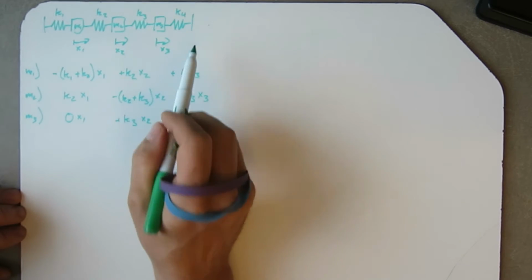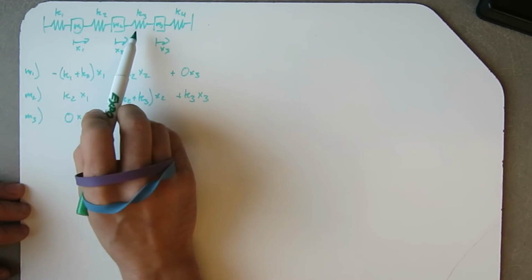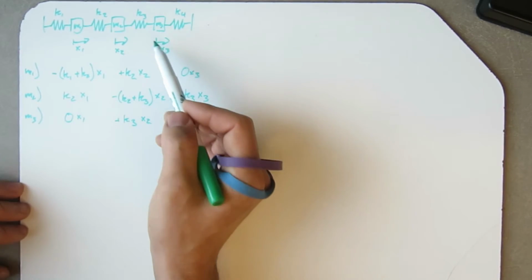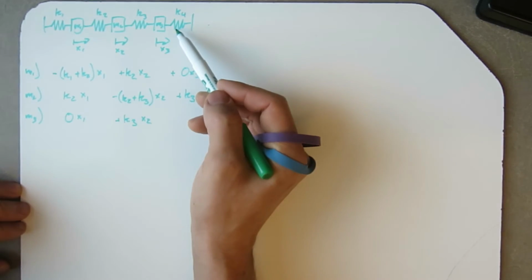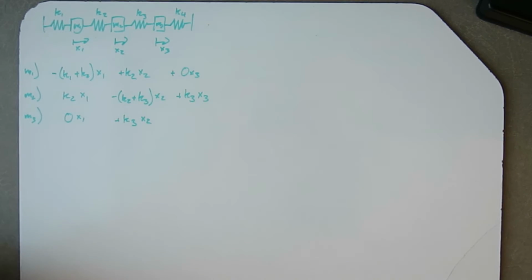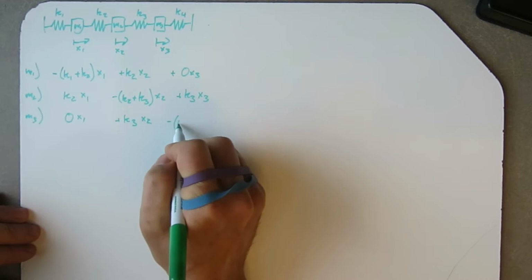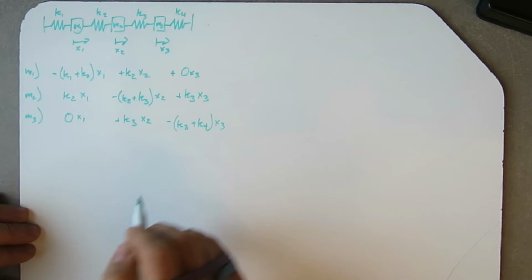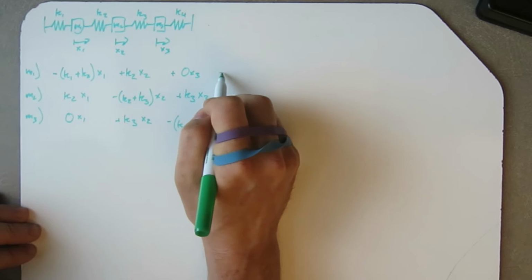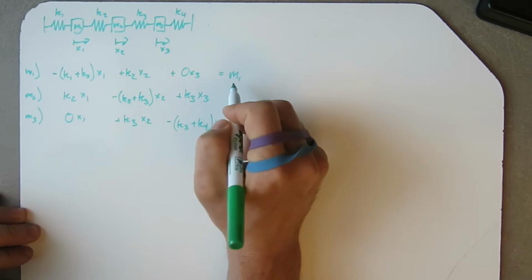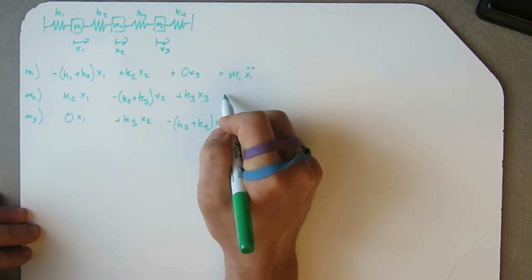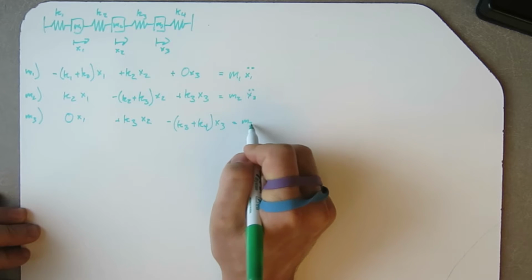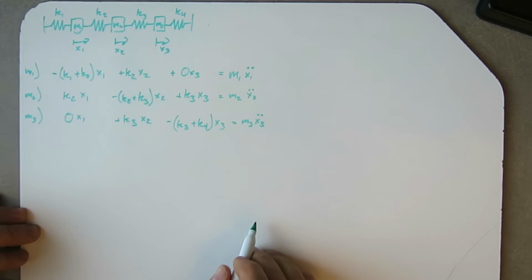And as x3 is displaced positively, K3 is extended, K4 is squished, K3 will be pulling back on M3, and K4 will be pushing back on M3. So we will get a negative K3 plus K4 x3. And then for each one of these, we set them equal to MA. This was M1 x1 double dot, M2 x2 double dot, M3 x3 double dot.